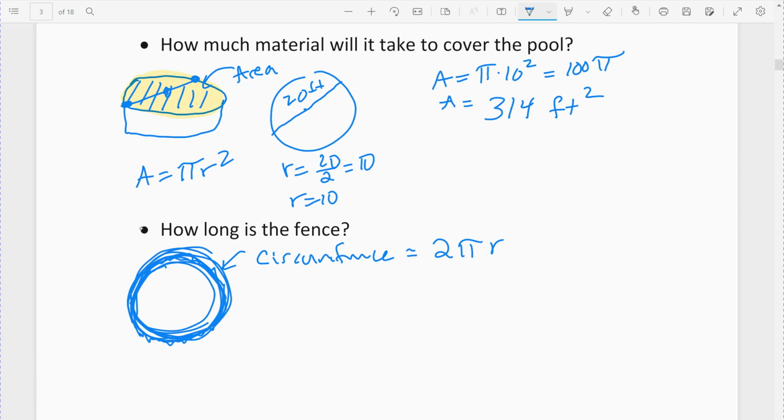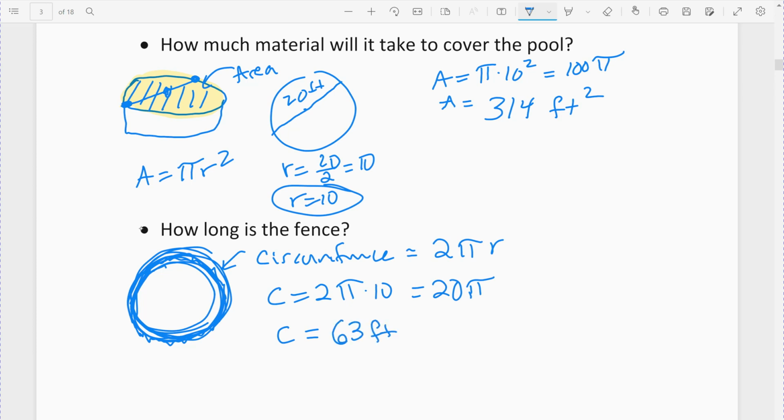Suppose we were buying fence, we'd have to know how much fence we need. Again, I'm going to round this one to the whole number. We already know the radius is 10. So our circumference is 2 times pi times 10, or 20 times pi. You get out your calculator and hit your pi. So the circumference, the distance around, is 62.83. I'm going to round up to 63 feet. So they need at least 63 feet of fence in order to put fence completely around my pool.